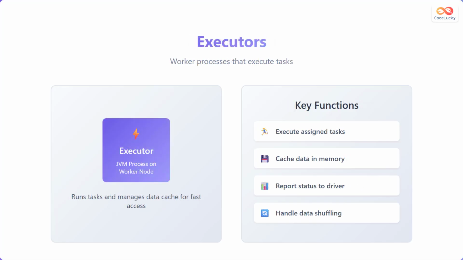Executors are worker processes that execute tasks. An executor is a Java virtual machine process that runs on a worker node. It runs tasks and manages the data cache for fast access. The key functions of executors are to execute assigned tasks, cache data in memory, report status to the driver, and handle data shuffling.